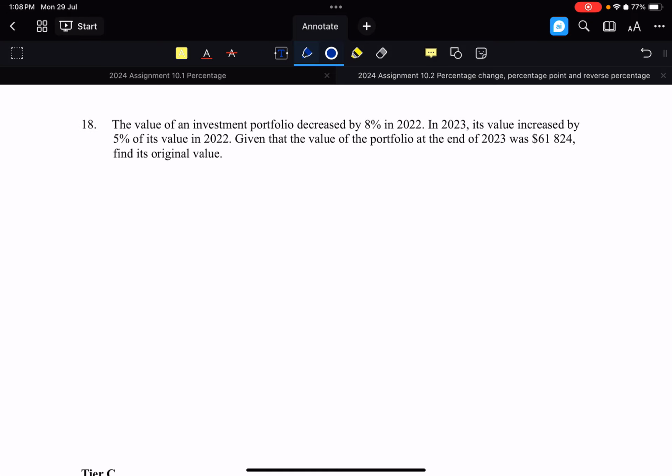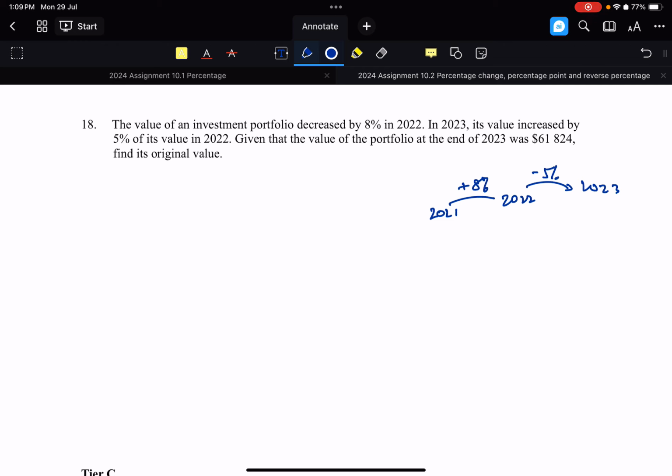Okay, let's go. Next, the value of an investment portfolio decreased by 8% in 2022. Right, in 2023, the value increased by 5% of its value of 2022. Given that the value of the portfolio at the end of 2023 is 61,824, find the original value. So what happened? First, the portfolio drops by 8% in 2022, and then it increases by 5% in 2023. So the original is probably 2021, after buying it dropped and then it increased.